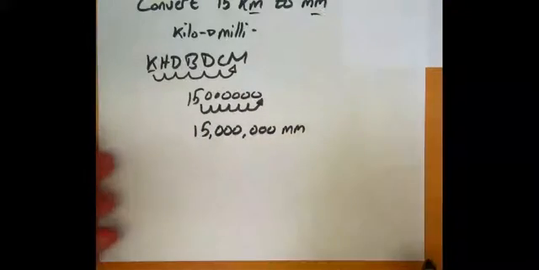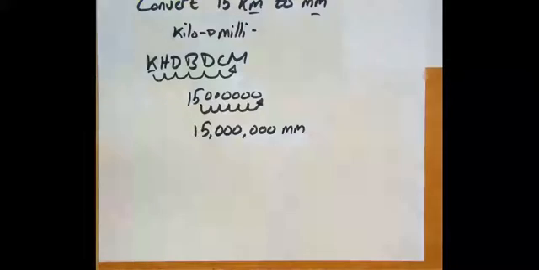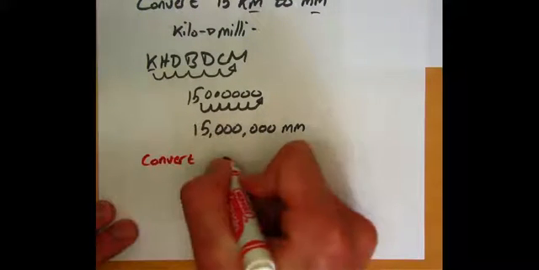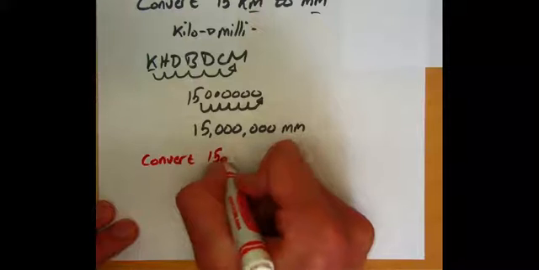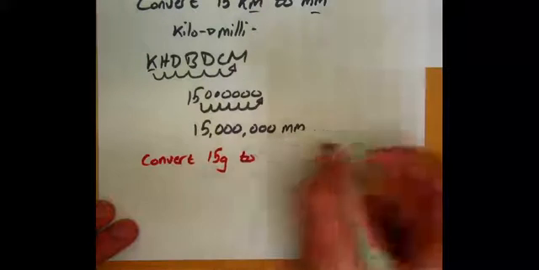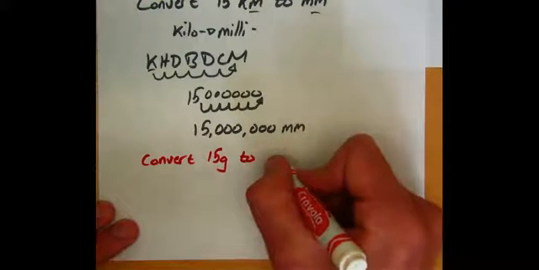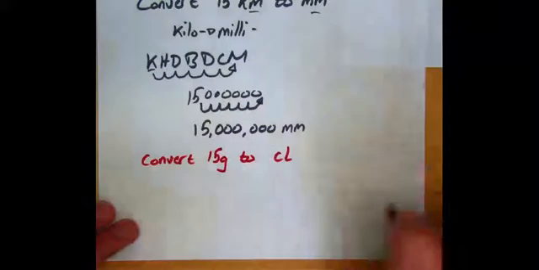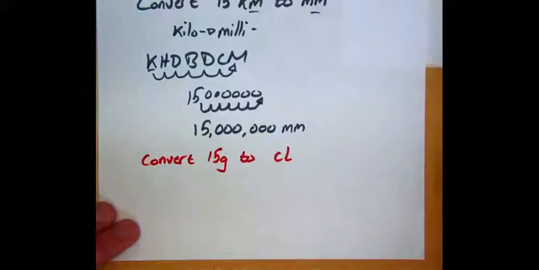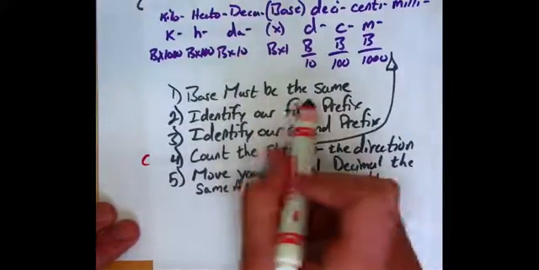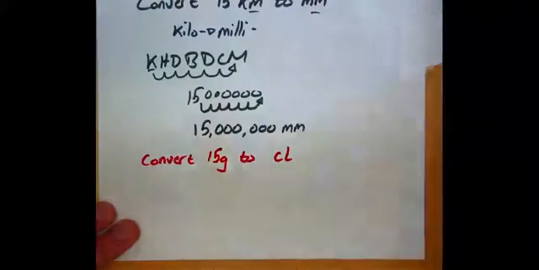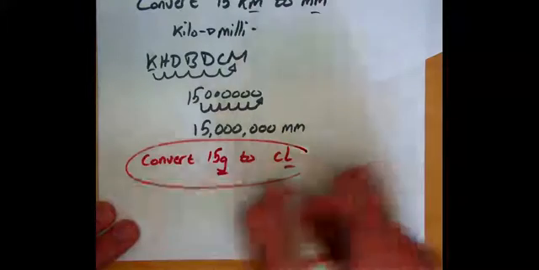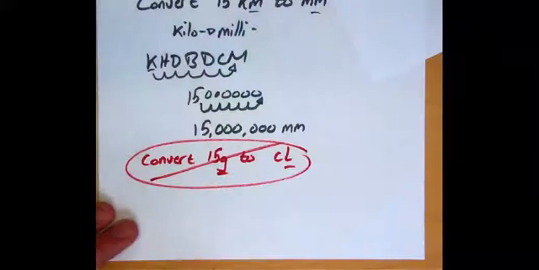All right, now lastly, let's do another one where we convert 15 grams to centiliters. Now, step number 1, let's take a look. Base must be the same. Let's look at what my base units are. Grams and liters. They are not the same. We cannot do this. We cannot do that one.